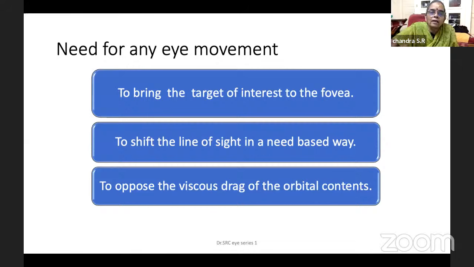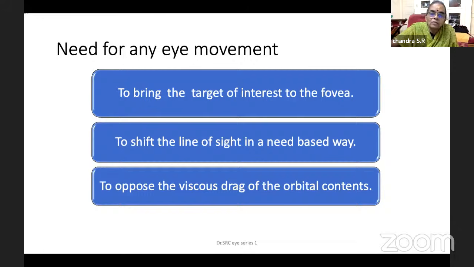So we need the eye movement to bring the target of interest to the fovea and to shift the line of sight in a need-based way. So an object is put on the fovea, okay? You are seeing that, but suddenly you want to see another object. You are now watching a PPT, but you want to watch a bird that is flying. So you have to shift the line of sight in a need-based way. So one is to fix it on the fovea. Second, to shift away from the fovea. That is to shift the line of sight in a need-based way. Voluntarily, you want to see something else, so you have to shift it also.